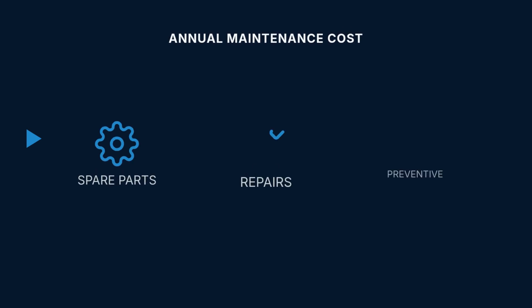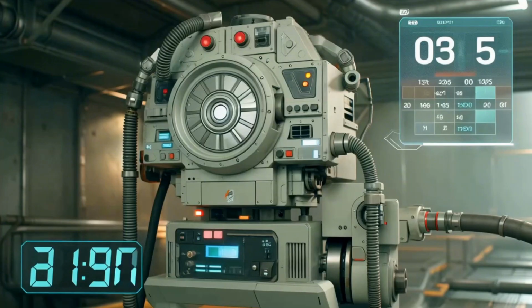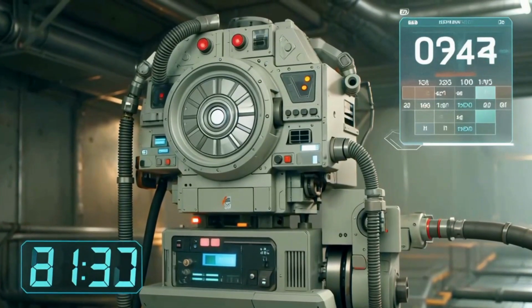Then, annual maintenance cost in dollars. Include preventive maintenance, repairs, and spare parts. Finally, system lifespan in years. Estimate how long your automation system will operate effectively.